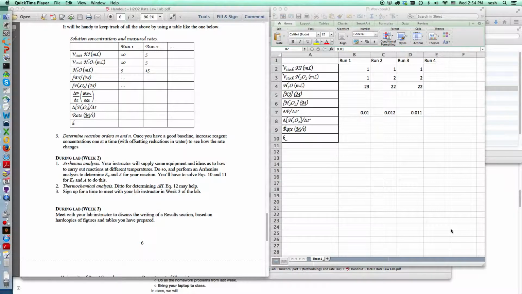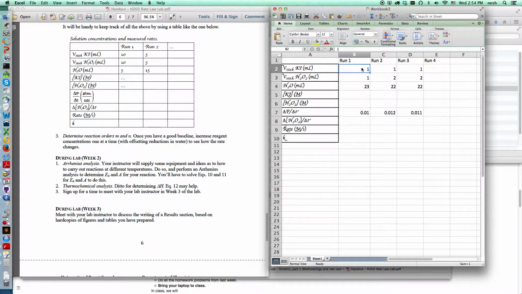Okay, so when you're back, now you notice what I've done here is I've entered in 1 mL for run 1, 1 mL of KI, and so on, and this is the amount of water. I've also gone ahead and entered the slopes from the experiment, but the next thing I want to do is calculate the amount of KI that's actually in the solution.